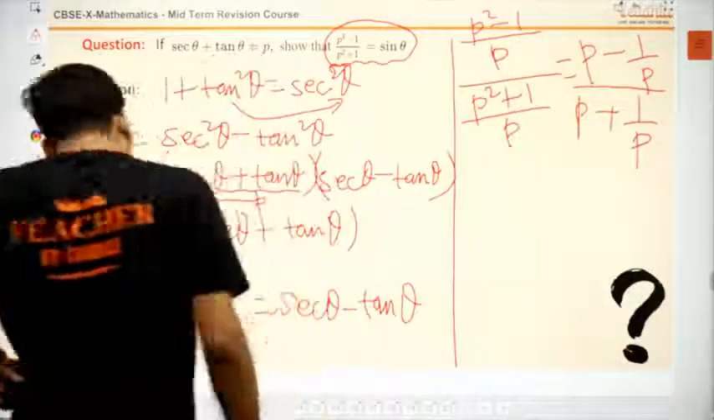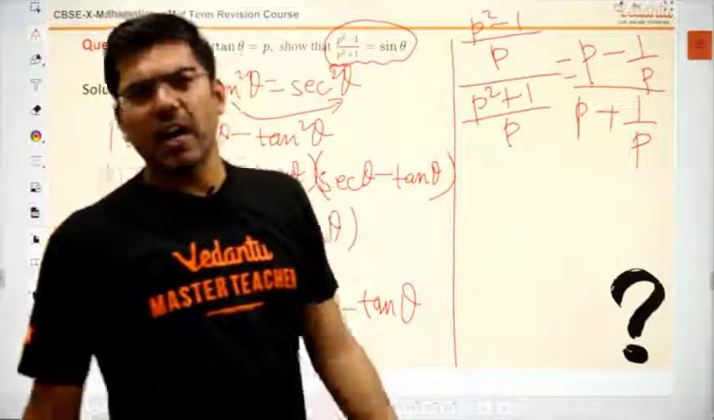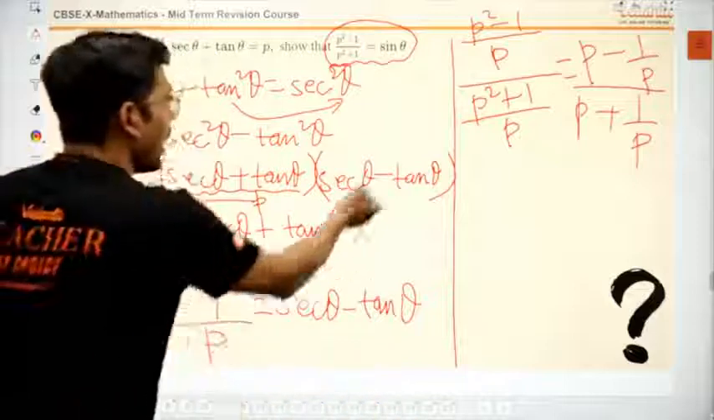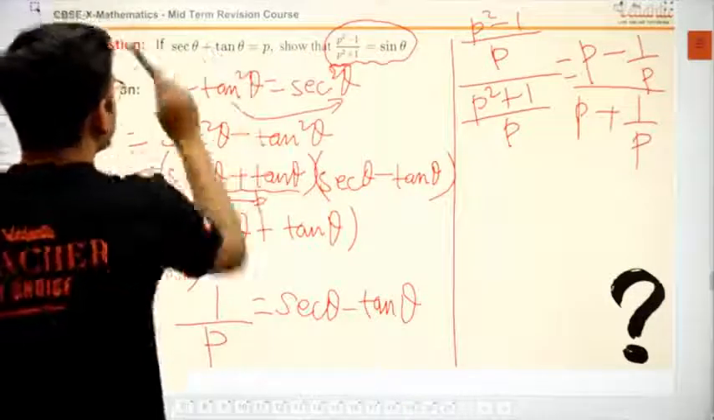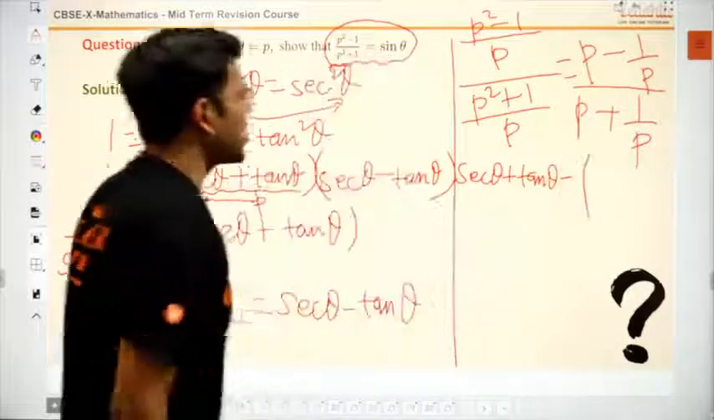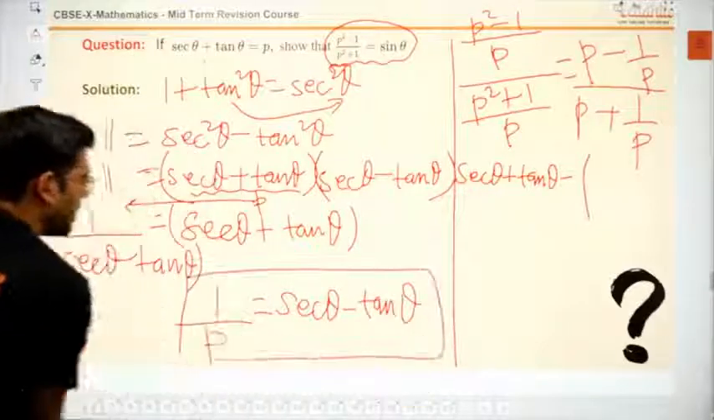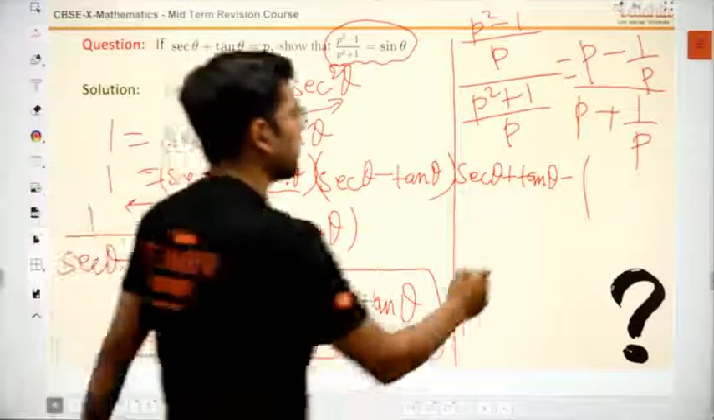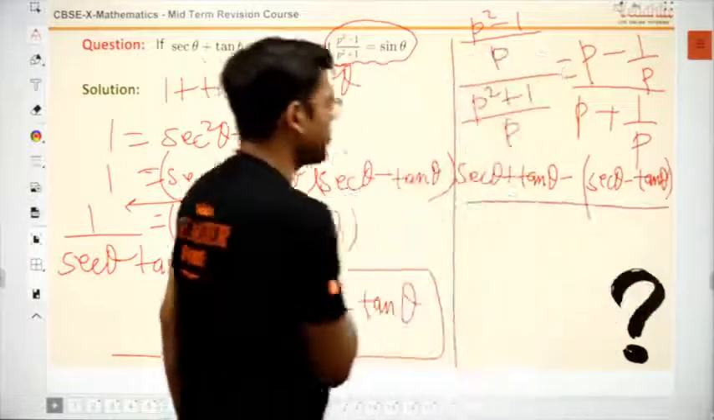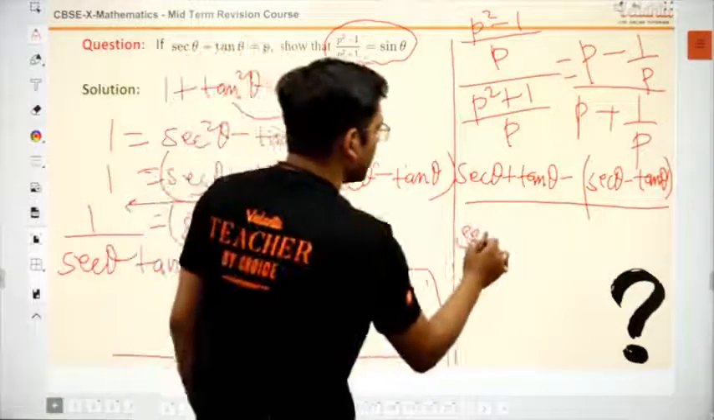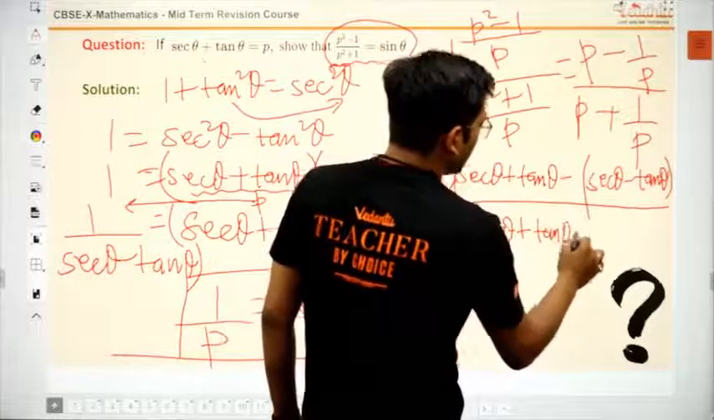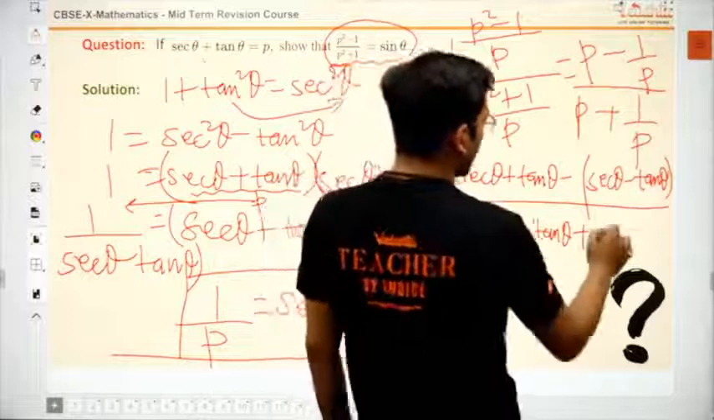Now see, guys, it has become so easy that you can get it in your mind, just on your fingers. This is p, yeah. Sec theta plus tan theta, minus bracket 1 by p. You have the value of 1 by p, put it in: sec theta minus tan theta, bracket close. Divided by p plus 1 by p: value of p, sec theta plus tan theta, plus what about 1 by p? 1 by p is sec theta minus tan theta.